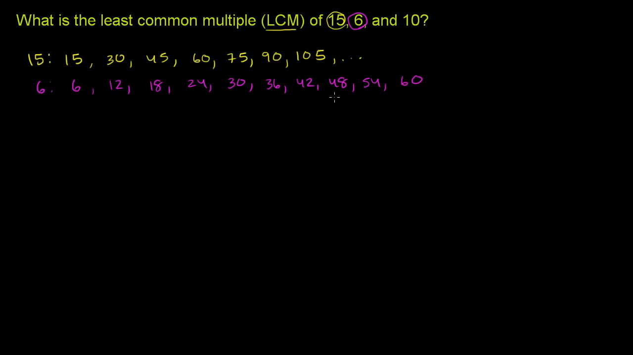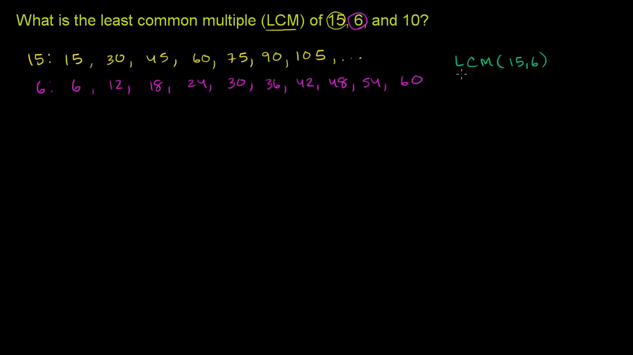60 already looks interesting because it is a common multiple of both 15 and 6. Although we have two of them over here. We have a 30 and we have a 30. We have a 60 and a 60. So the smallest common multiple. So if we only cared about the least common multiple of 15 and 6, we would say it's 30. So let me write this down as a kind of intermediate. The LCM of 15 and 6.